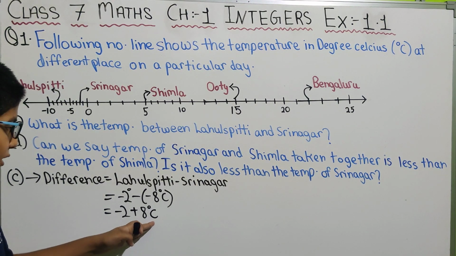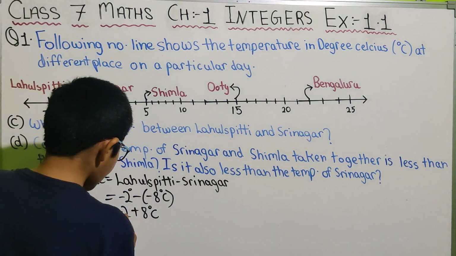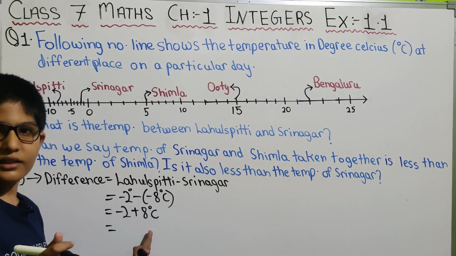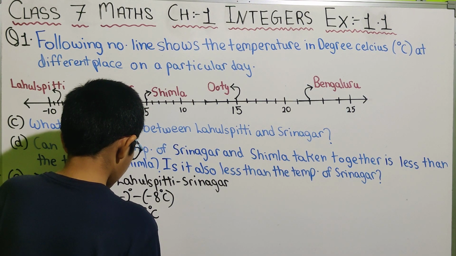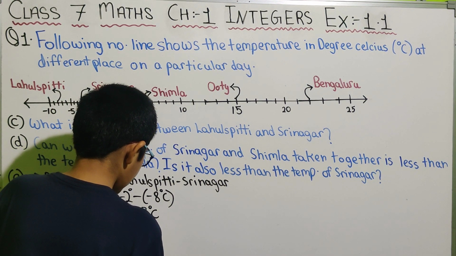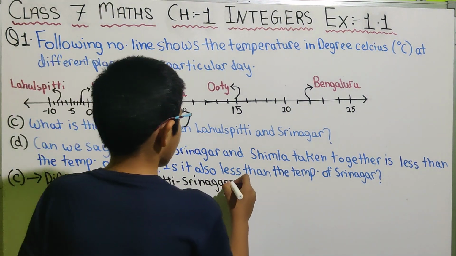How can we do? We can do 8 minus 2. 8 minus 2 is how much? 8 minus 2 is 6. So what will come? The bigger one's sign is the sign we take, plus. So here will come 6 degrees Celsius. 6 degrees Celsius is our answer.